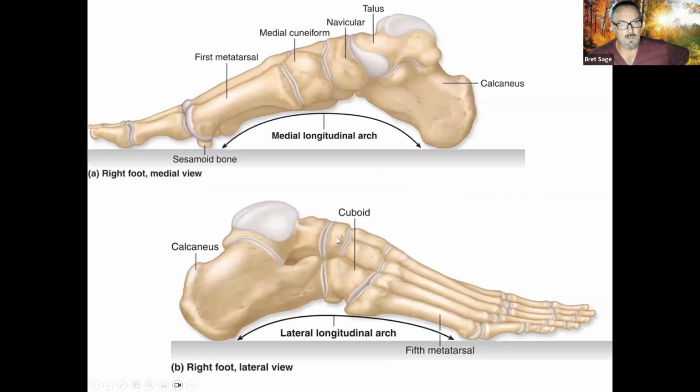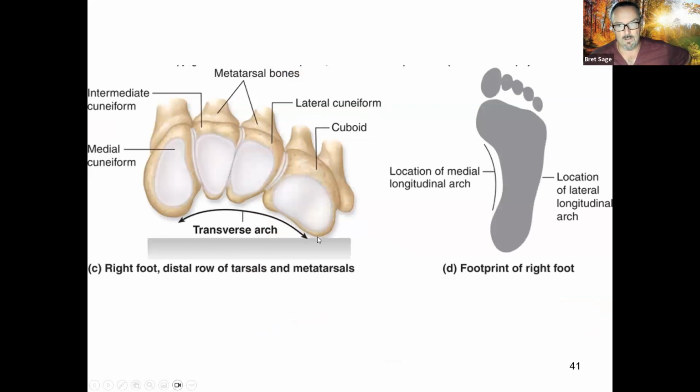There you go. So this is the medial longitudinal arch and the lateral one. So this is in the middle between your feet. This is on the outside edge of your foot. And then there's also a transverse arch when you look from front to back.